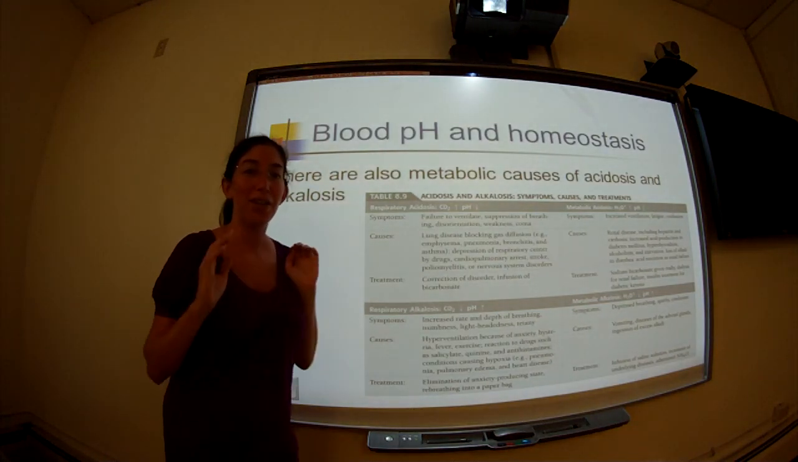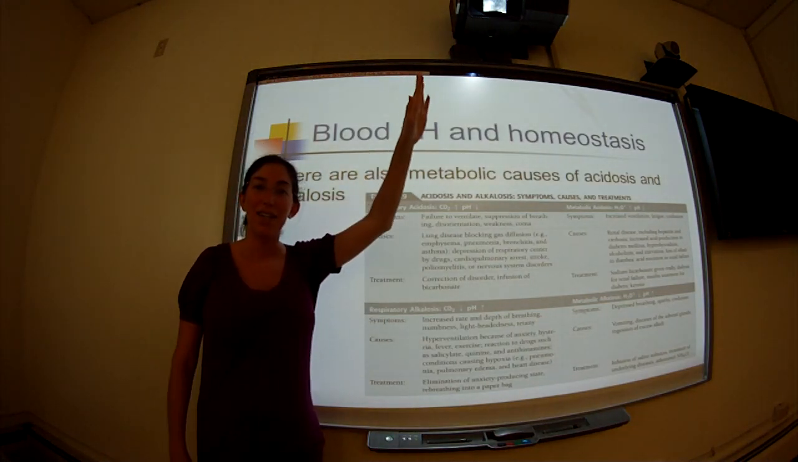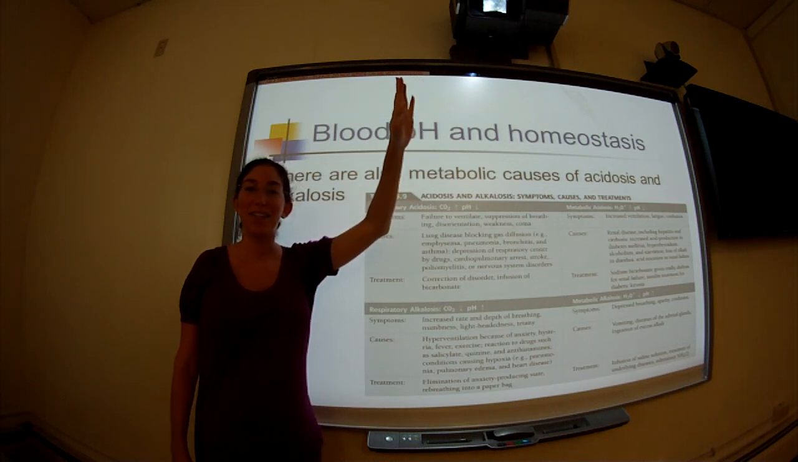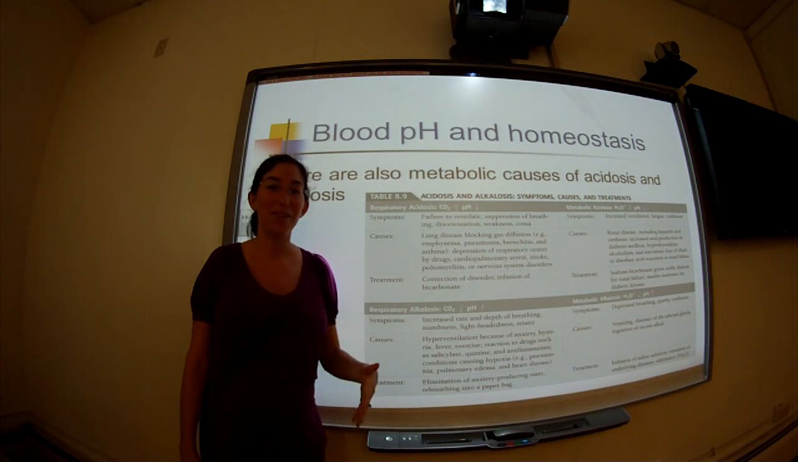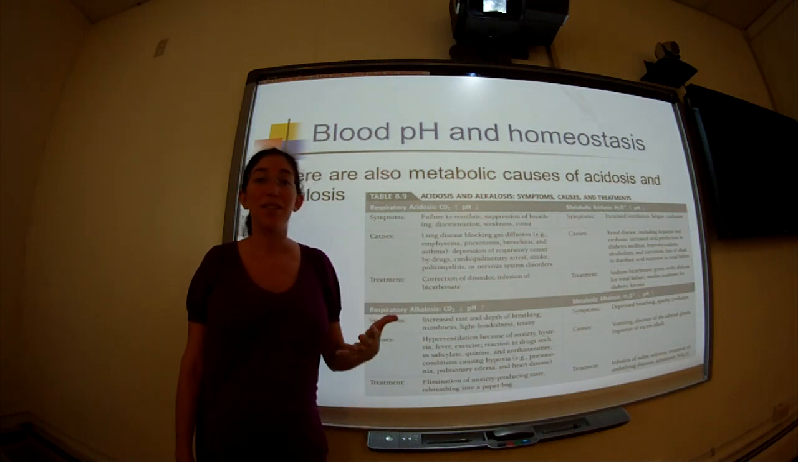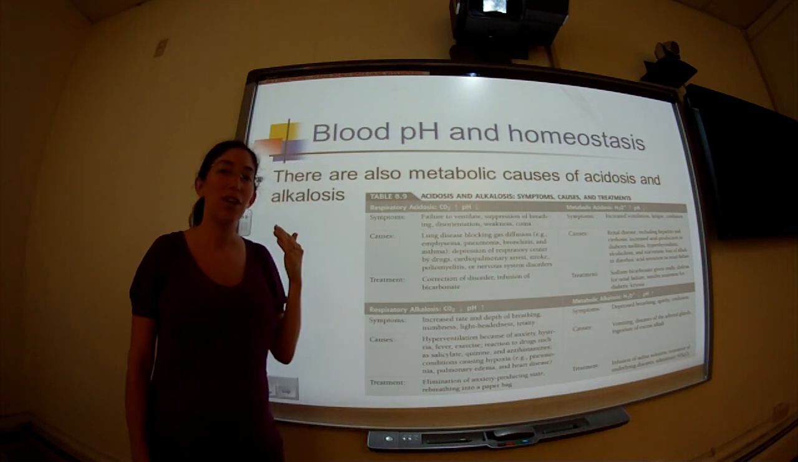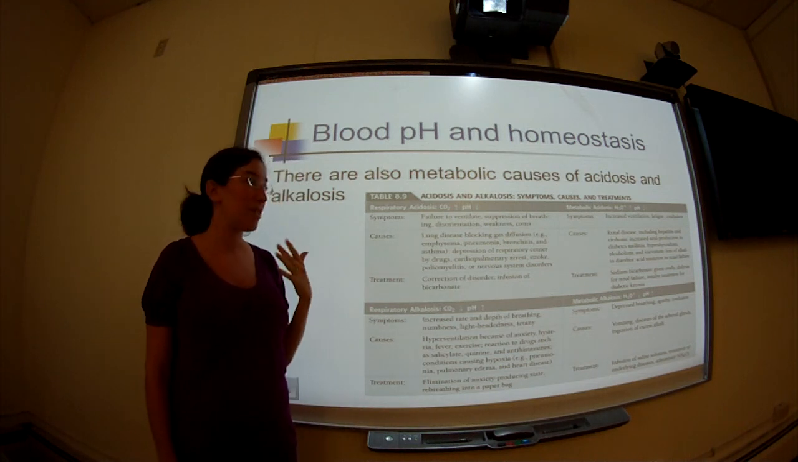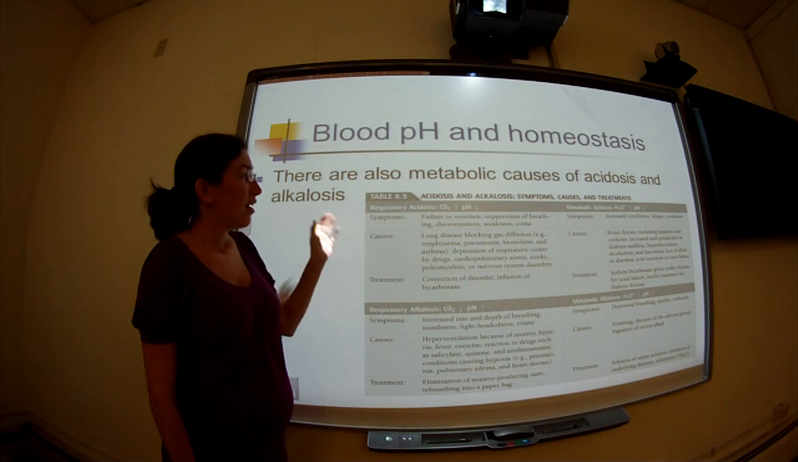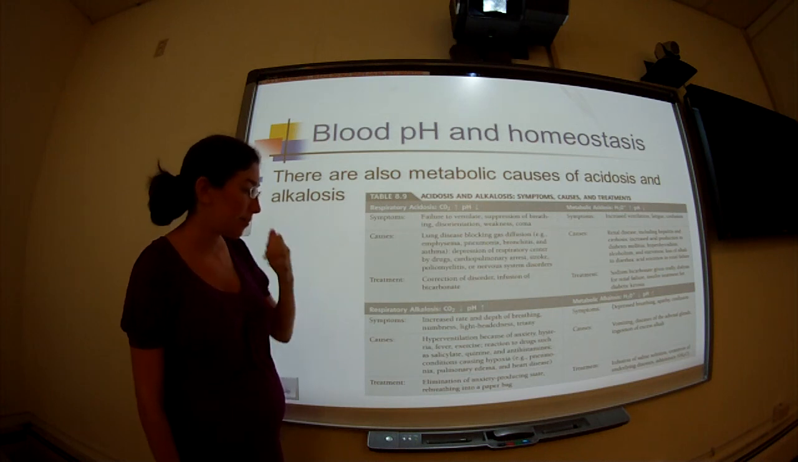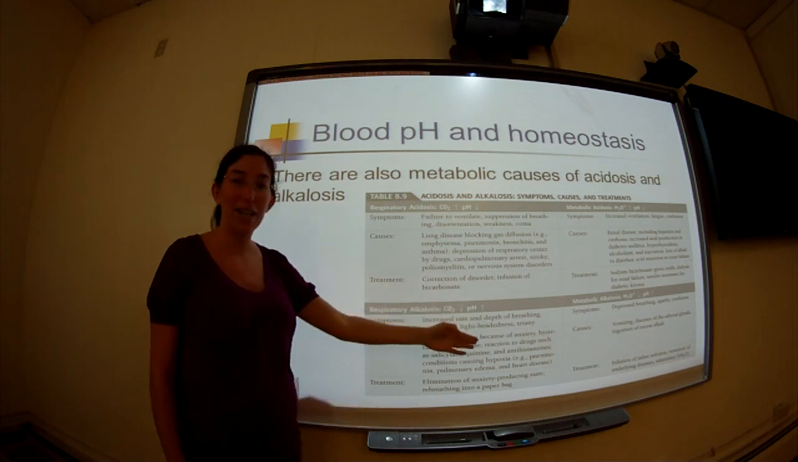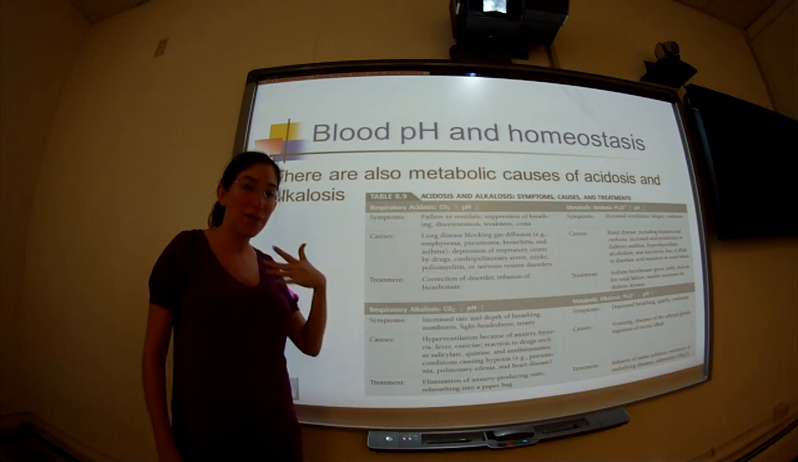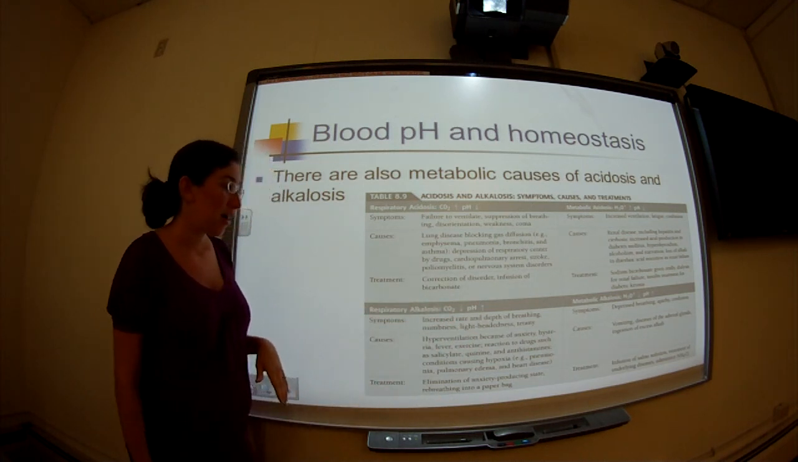I don't know if anyone out there has ever hyperventilated. I have. I get panic attacks occasionally. They started in grad school when I'm really stressed about something. I start hyperventilating, breathing uncontrollably fast, and you start feeling dizzy. How do they put it here? Increased rate and depth of breathing, numbness, lightheadedness. That's how it feels when you're hyperventilating.